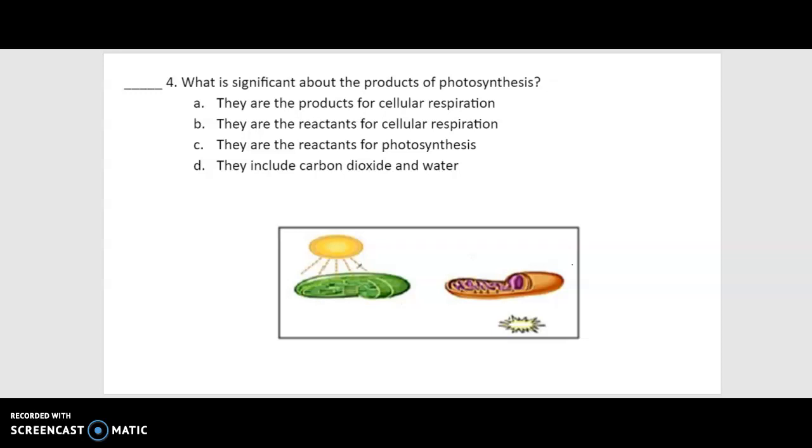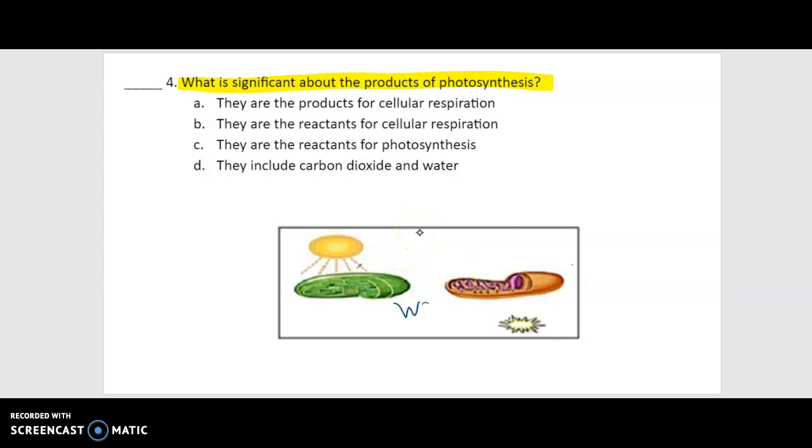Okay, question 4. What is significant about the products of photosynthesis? All right, I know we've been talking about photosynthesis and cellular respiration a lot, so I have your cheat sheet image down here. And this graphic is supposed to represent both those reactions, okay?